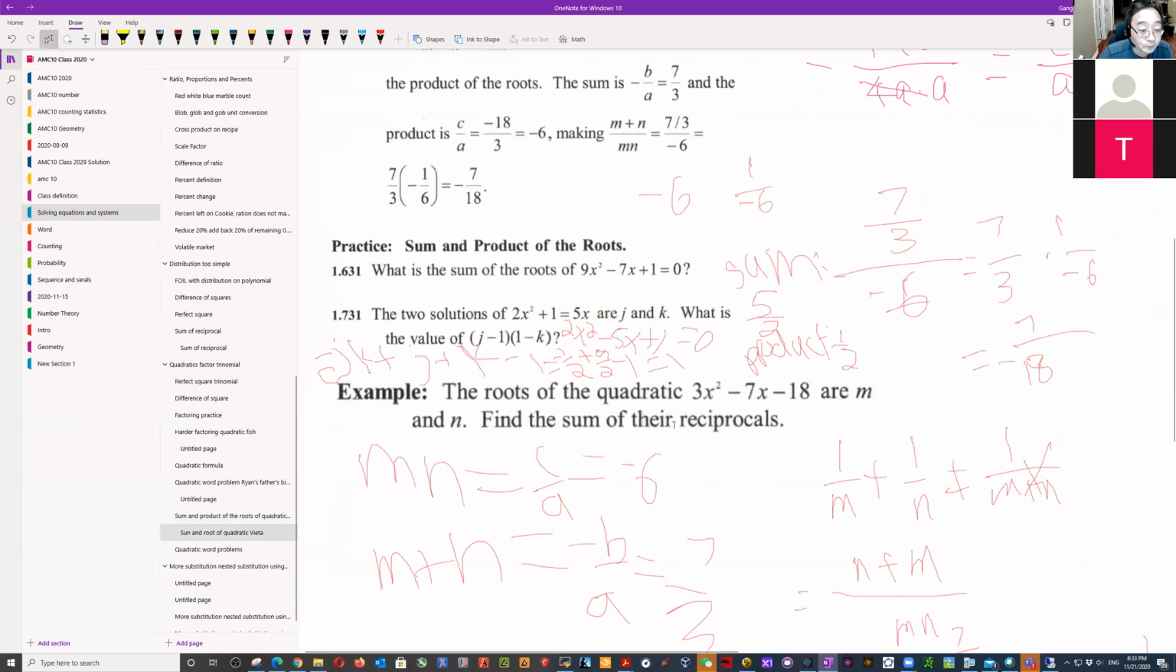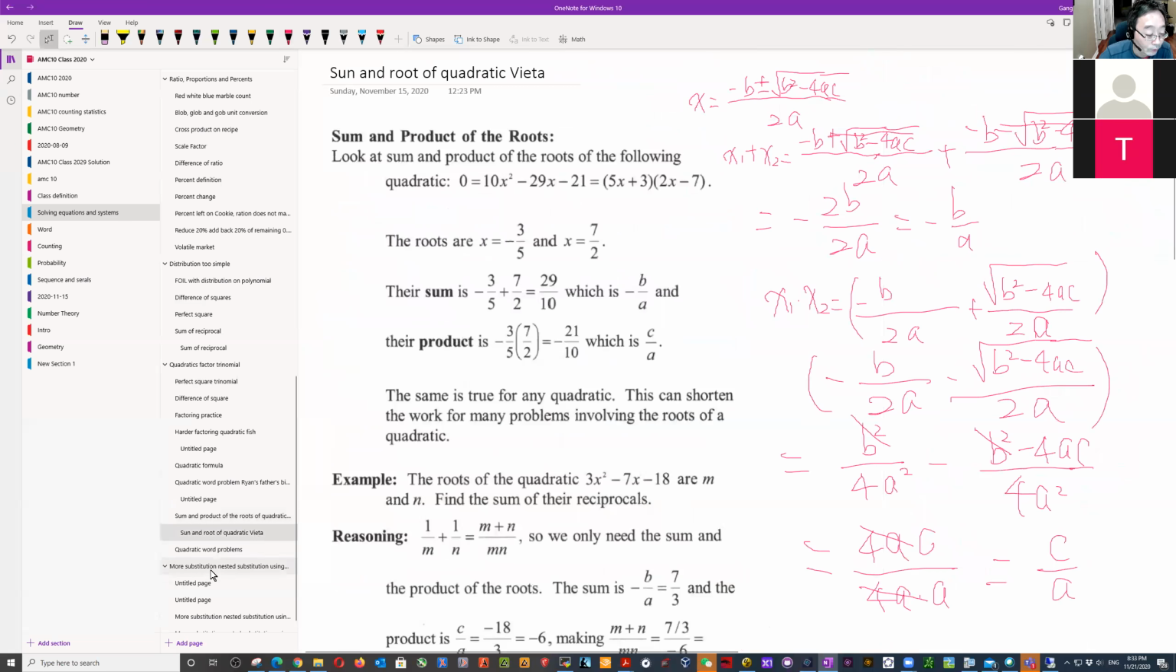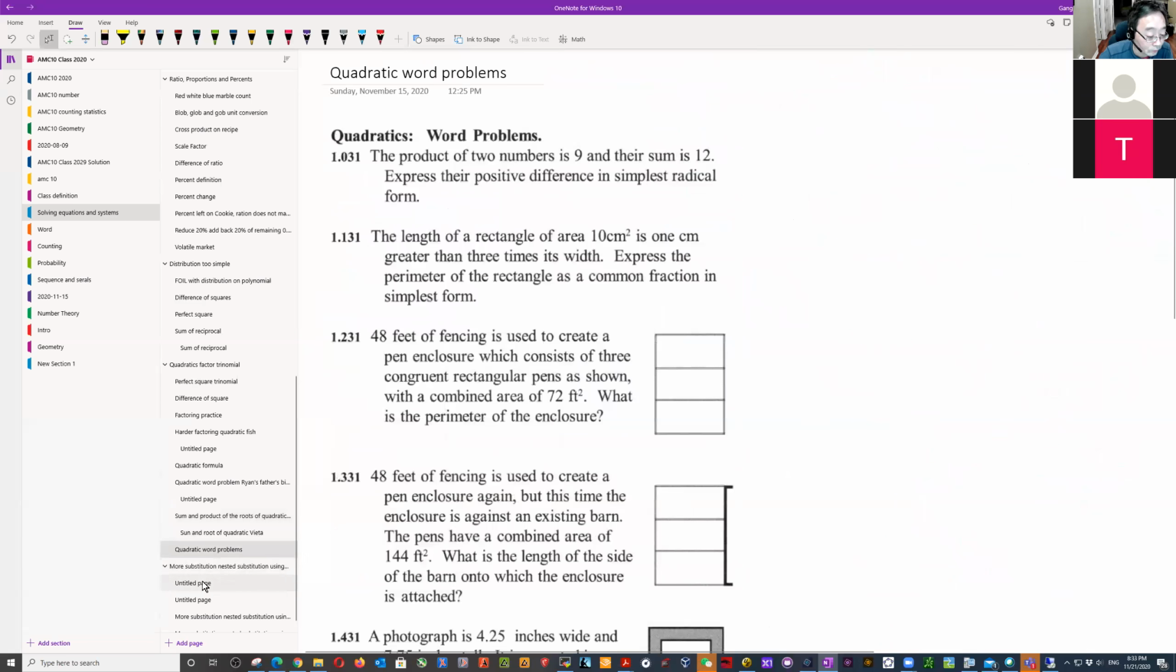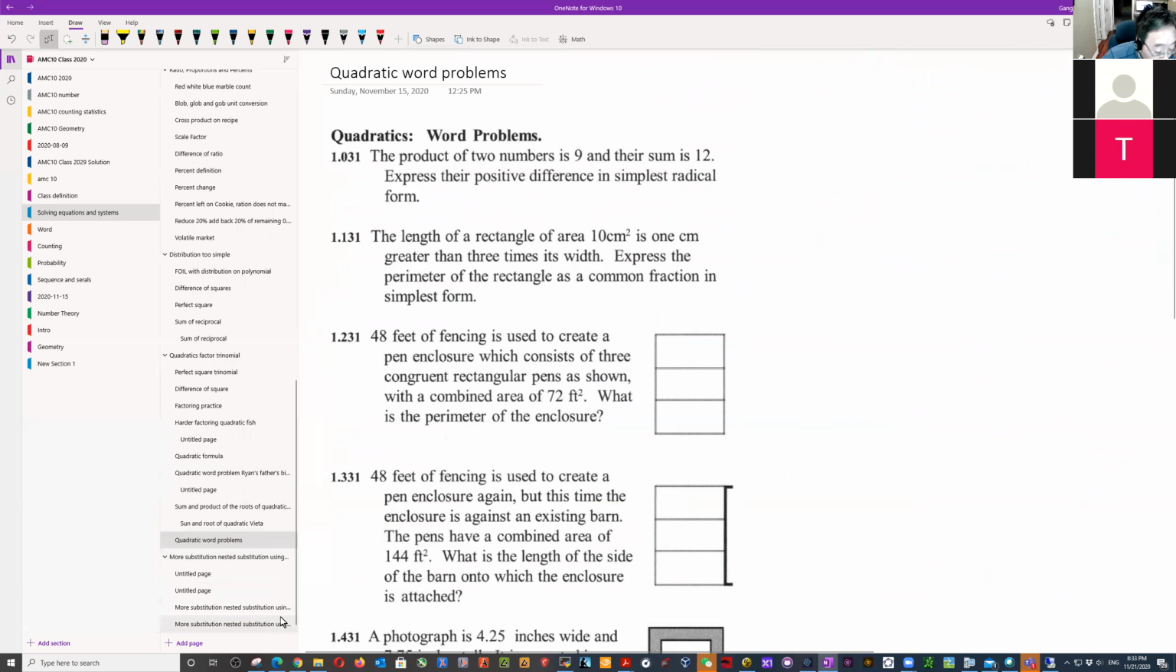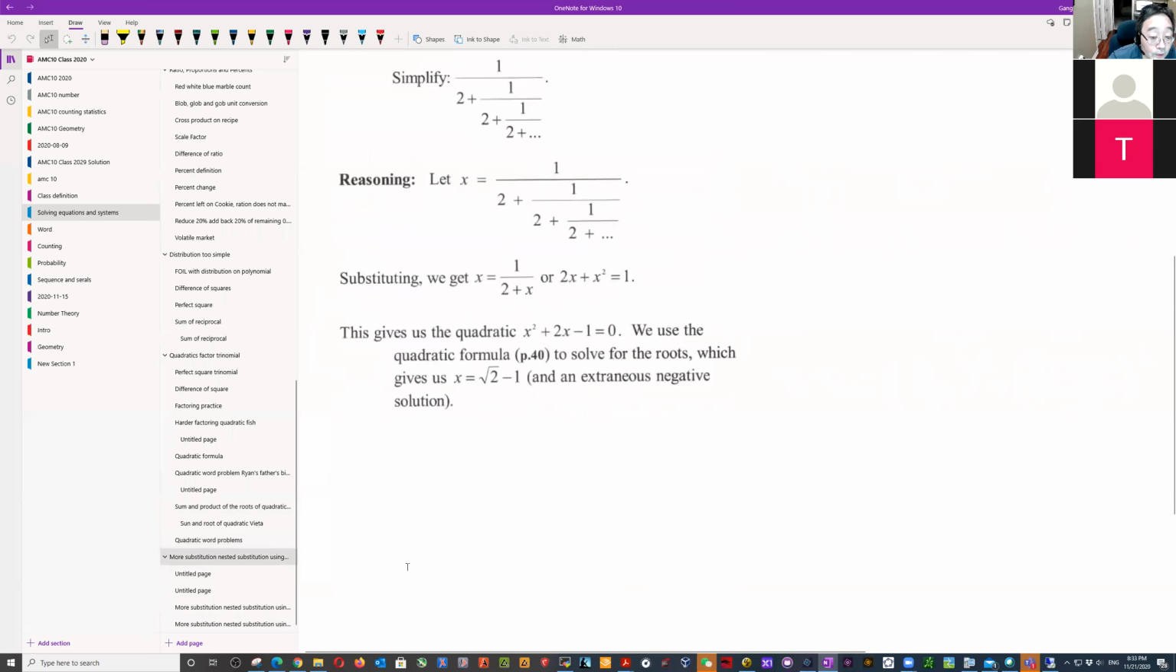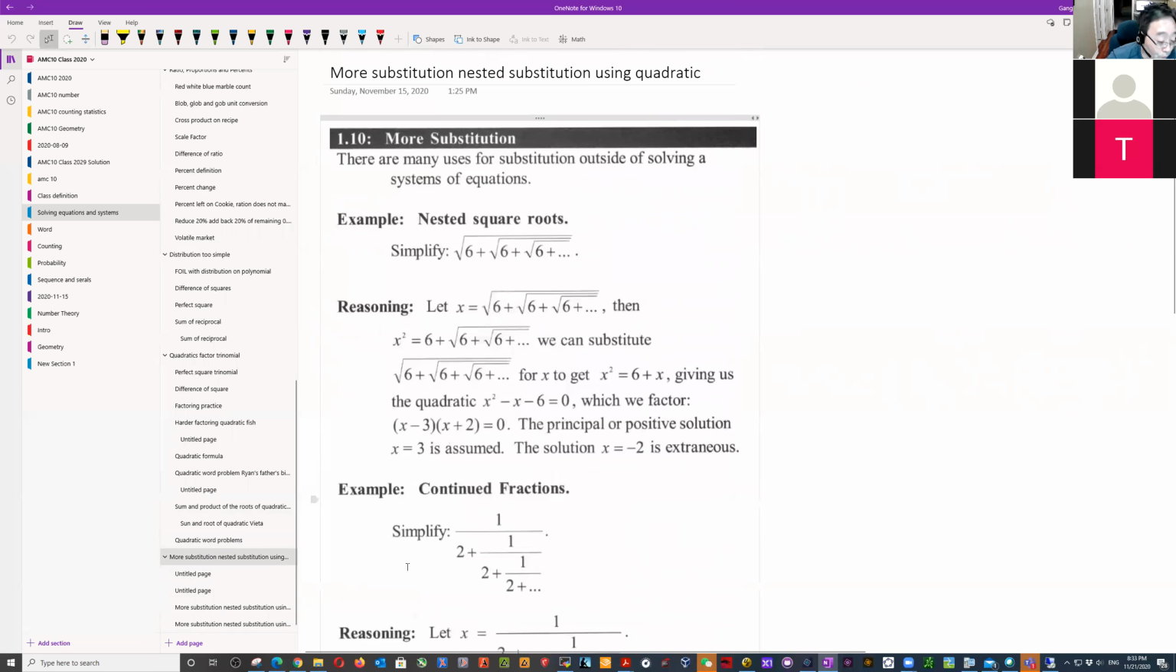And so let's get to the quadratic equation problems. There are a lot of fun problems related to quadratic equations. Let's try to do this type of problem.